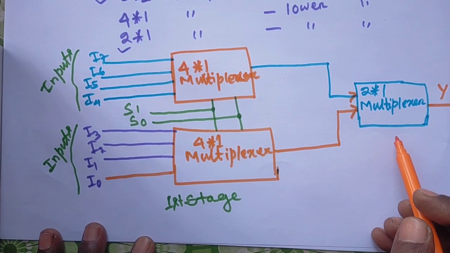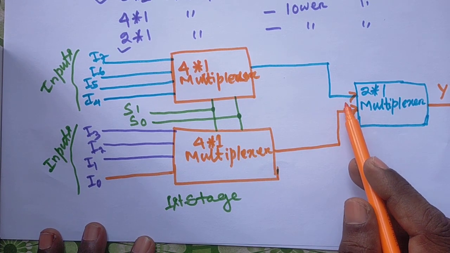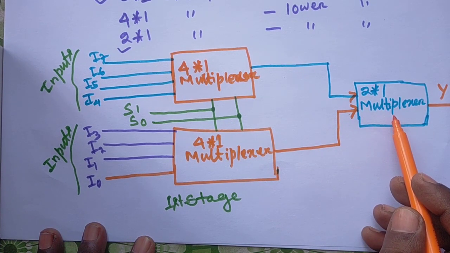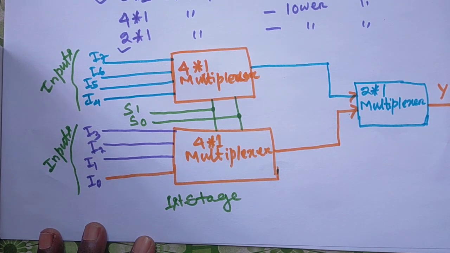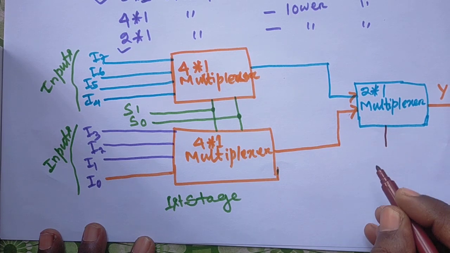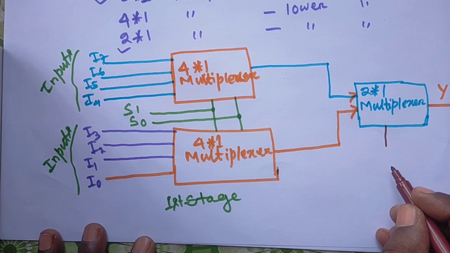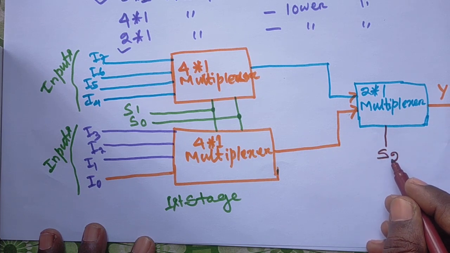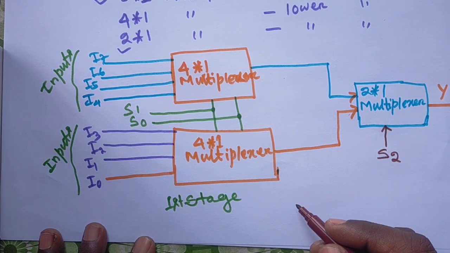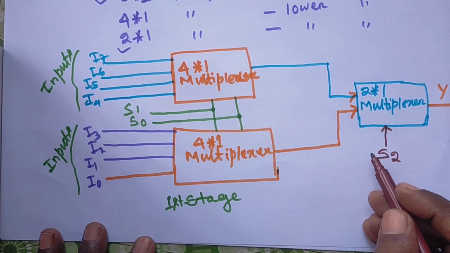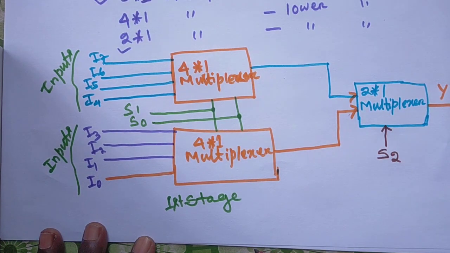Now we see how to actually choose the input for this 2-1 multiplexer. How to choose either this one or this one as the input? Again, there is another concept: we can choose another selector, that is the S2 selector. Okay, we can take the S2 selector to choose either this one or this one.